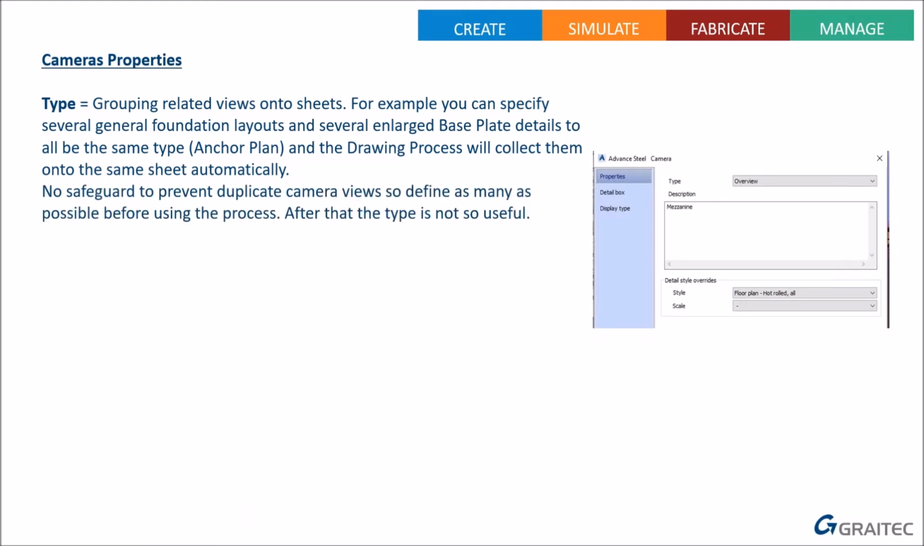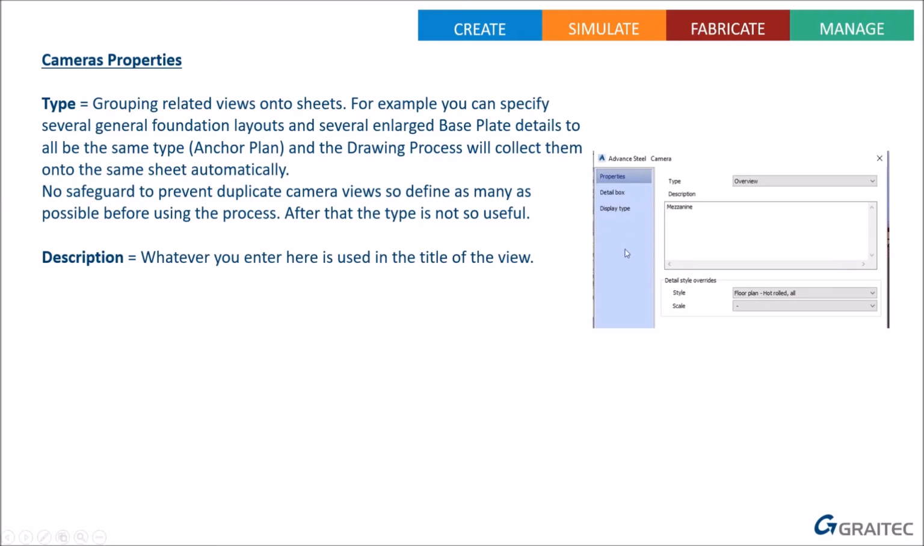Unfortunately, there's no safeguard to stop the system producing duplicate camera views. So you want to define as many camera views as you can possibly think of first, and then run your drawing processes. Because after you've done those first processes, if I go back again and say cameras overview or cameras anchor plan, I don't just add my one new base plate, I would redraw all the first anchor plans and foundation plans and everything again, which is a bit annoying. So after the first pass, you kind of have to use cameras selected, but it's still a useful tool.